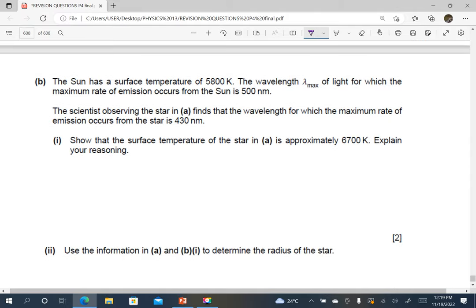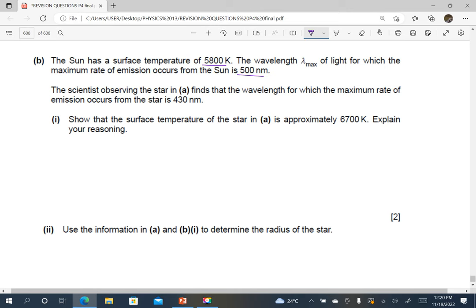The sun has a surface temperature of 5,800 Kelvin. The wavelength lambda max of light for which the maximum rate of emission occurs from the sun is 500 nanometers. The scientist observing the star finds that the wavelength for which the maximum rate of emission occurs from the star is 430 nanometers. Show that the surface temperature of the star is approximately 6,700 Kelvin. Explain your reasoning. So for my reasoning, I'll just use Wien's displacement law.